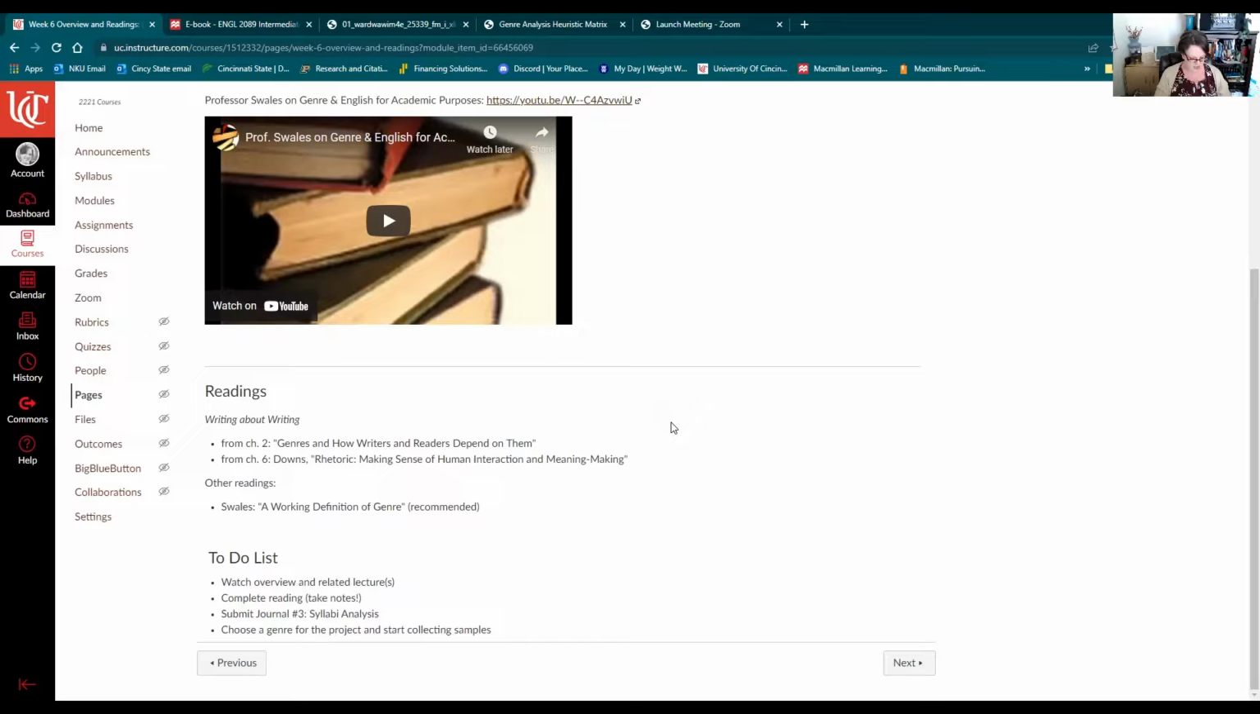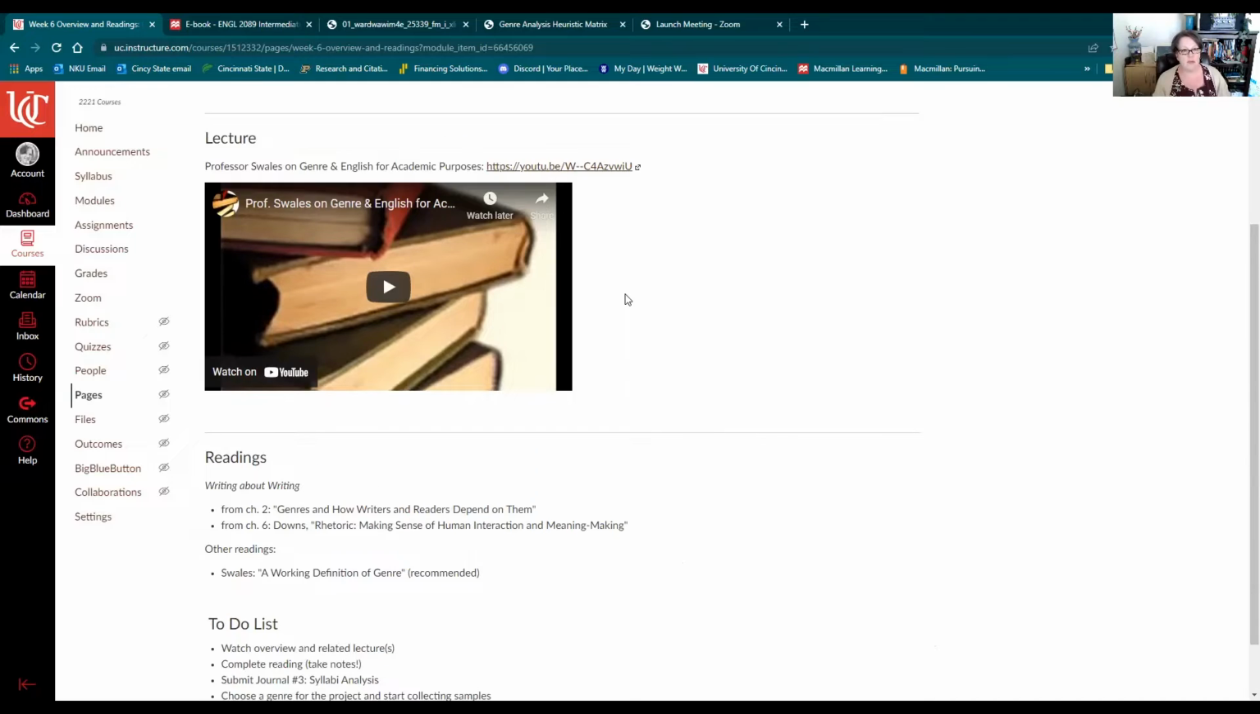But the final page of that section is a paragraph that I think you should read that's called Genre Defined. I'm not going to read it for you, but that kind of distills what he has written about in those pages that is in this handout. So it's recommended, but not required. However, there is this lovely little video that Professor Swales has done explaining genre and English for academic purposes.